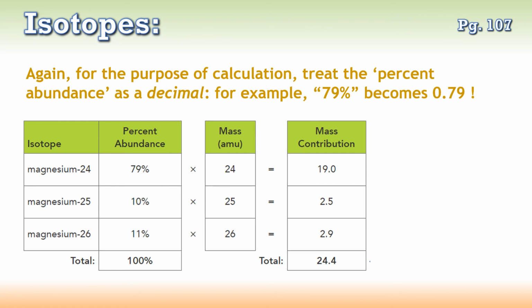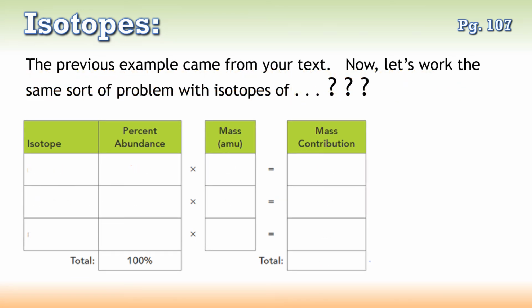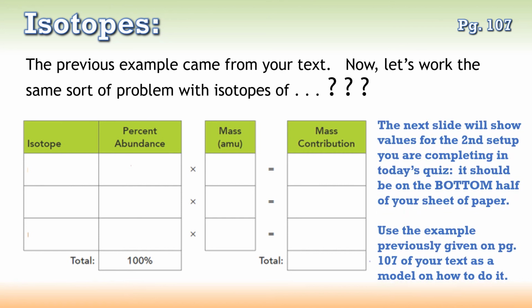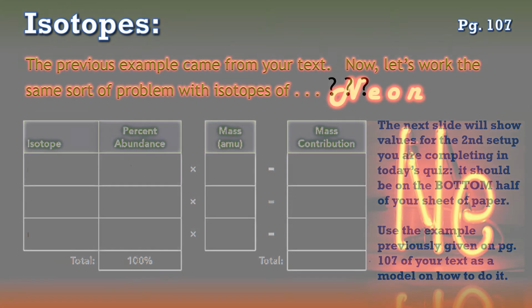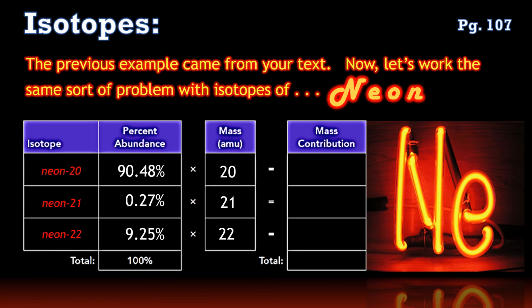Can you do this problem? Well, we'll do an example which looks at isotopes of neon, one of the noble gases, and we'll identify three main isotopes: neon 20, 21, and 22, and then we have these percent abundances, and you would convert the percents into decimals.